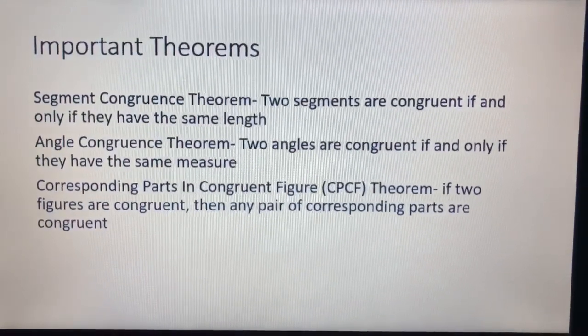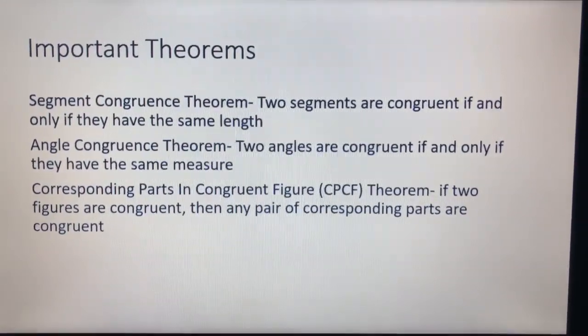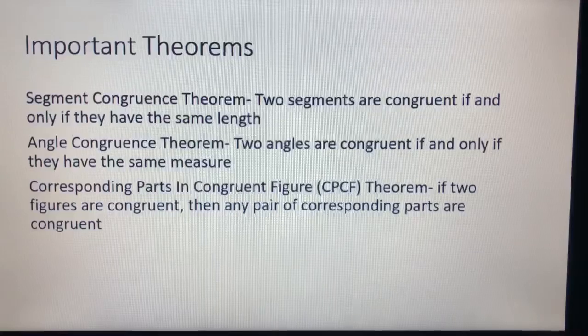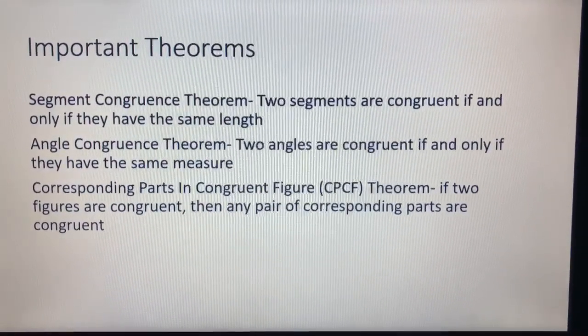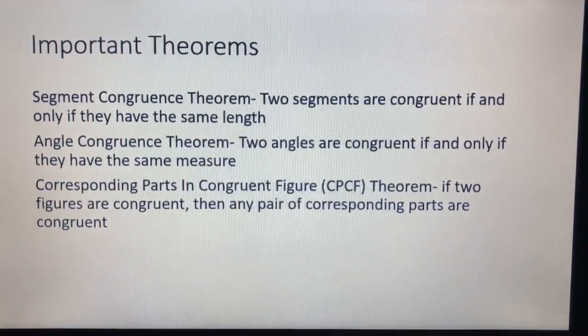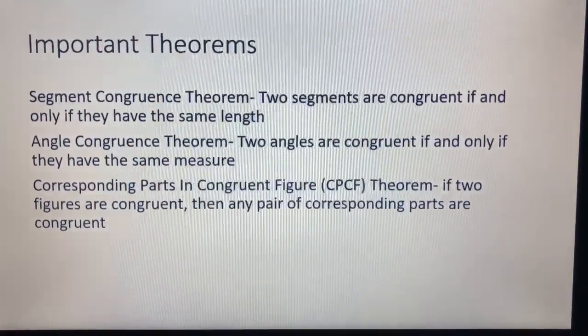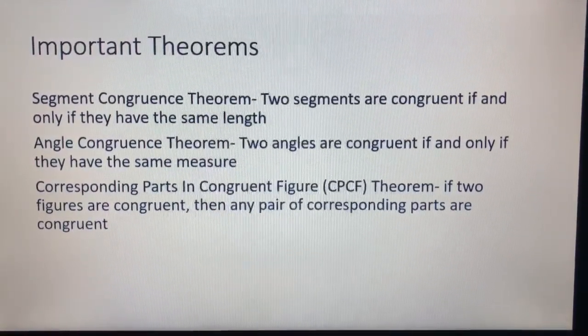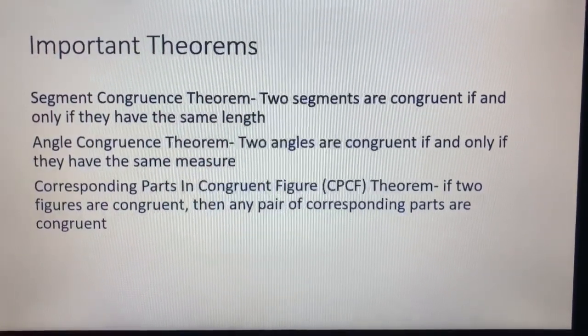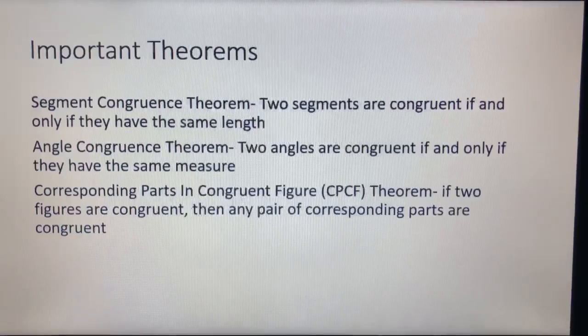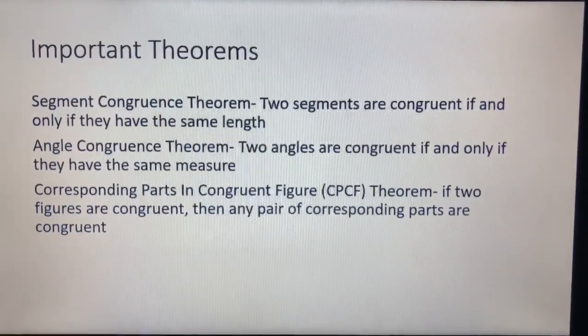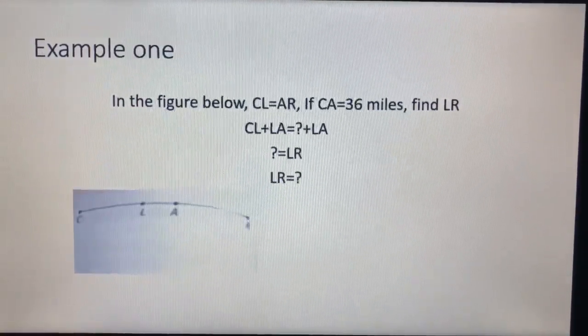The segment congruence theorem says two segments are congruent if and only if they have the same length. The angle congruence theorem says two angles are congruent if and only if they have the same measure. Corresponding parts in congruent figures, also known as the CPCF theorem, says if two figures are congruent, then any pair of corresponding parts are congruent.